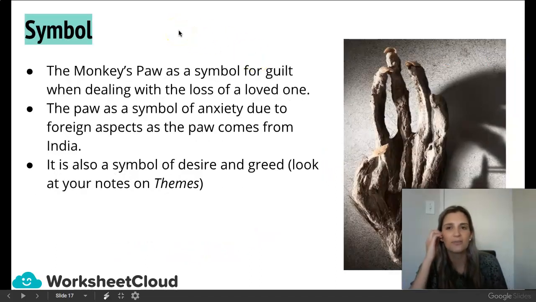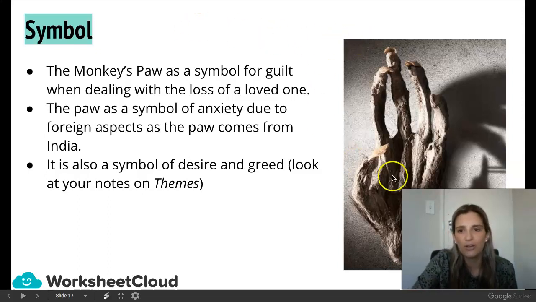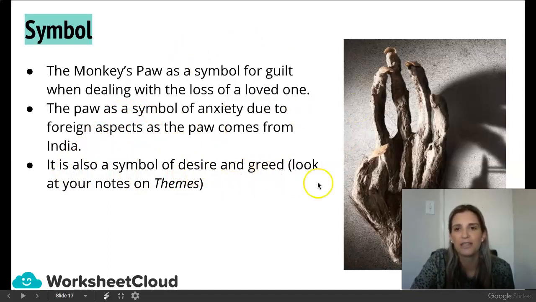Okay, now in short stories or even in novels, we always have a symbol. And we know the symbol is this monkey's paw, and it's supposed to represent guilt when dealing with the loss of a loved one. The paw is also a symbol of anxiety due to foreign aspects, as the paw comes from India, so that was linking to that time. It is also a symbol of desire and greed. Okay, so this can represent many different ideas.